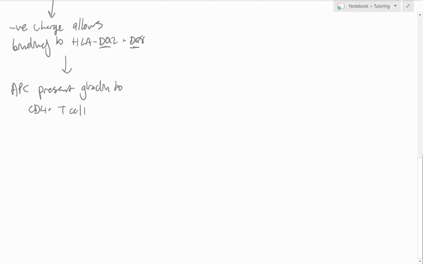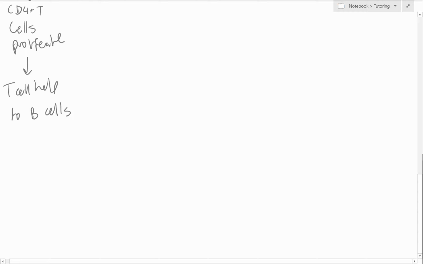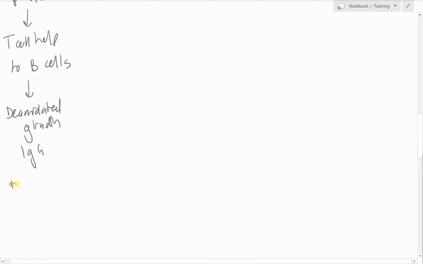From here, we split again. So, first of all, CD4 positive T cells proliferate. They then provide T cell help to B cells, and that results in deamidated gliadin IgG and tissue transglutaminase IgA. Here we go, this is a bit of a mouthful.